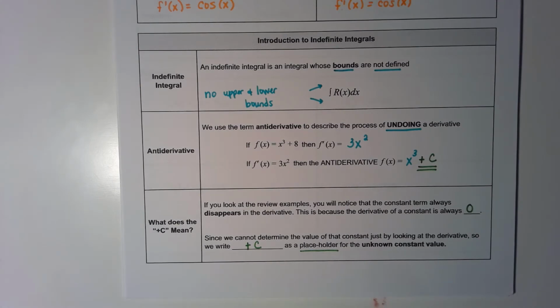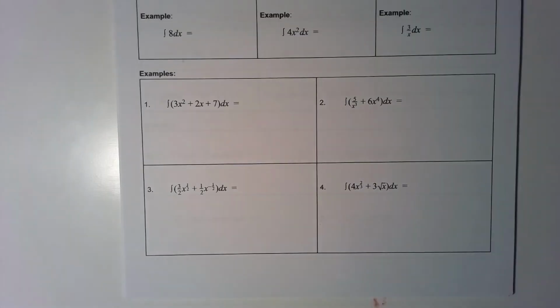I like to think about this as kind of being like calling dibs when you get in a car, like save my seat. You don't know if there was a constant there because when you took the derivative, it became zero. But you need to save a seat for that constant in the equation, so you put a plus c to save that spot.